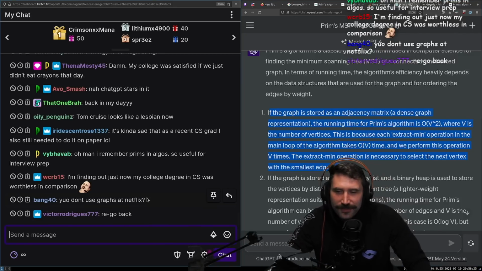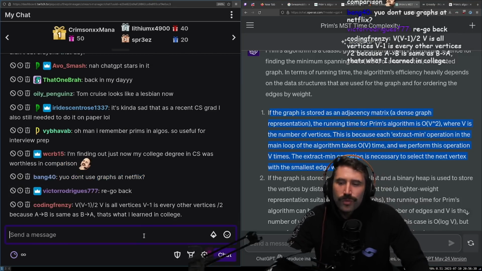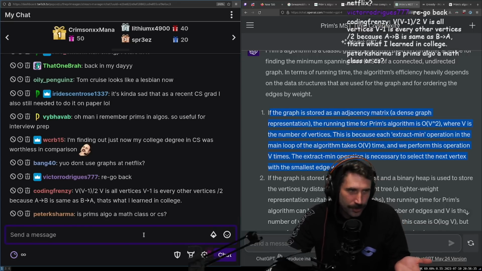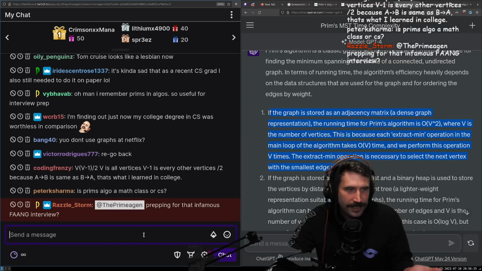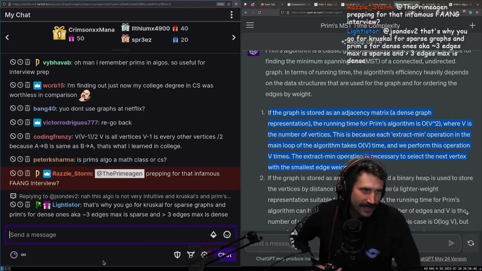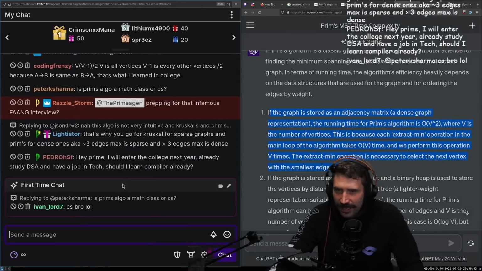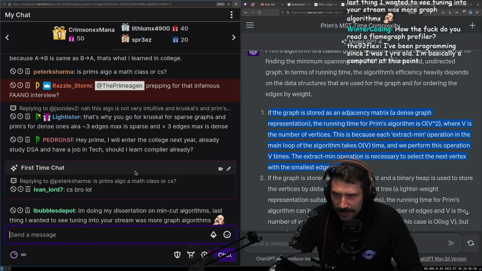Don't you use graphs at Netflix? What you use at Netflix, what you use in the real world versus this is very, very different, okay? Prim's algorithm, what kind of graph could we use that we could put into memory, right? This wouldn't make any sense. You use more like clustering businesses, right? That's all in machine learning land. That's why you have to go for Kruskal's for sparse graphs and Prim's for dense ones.